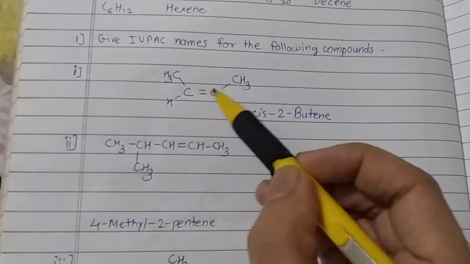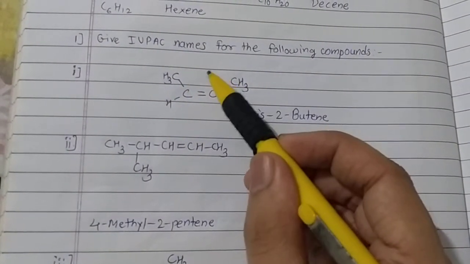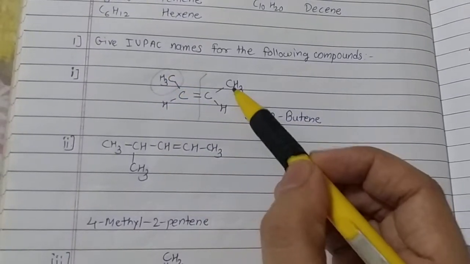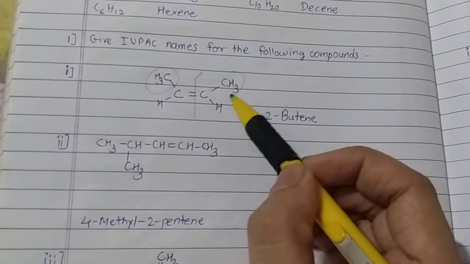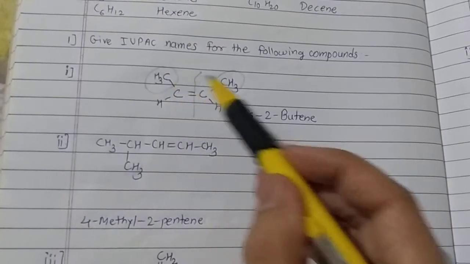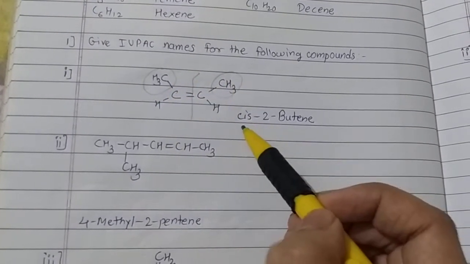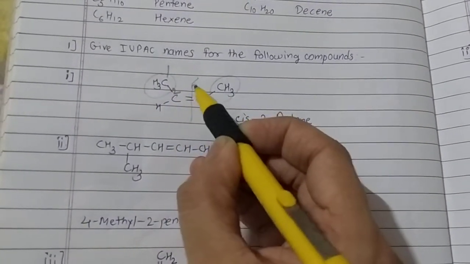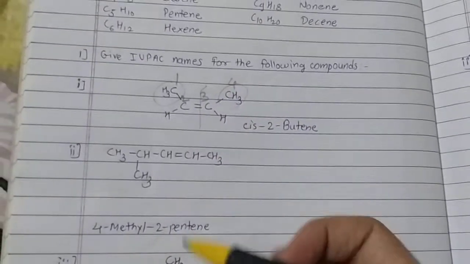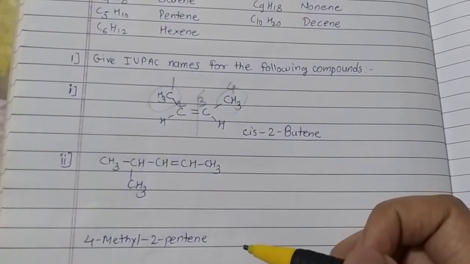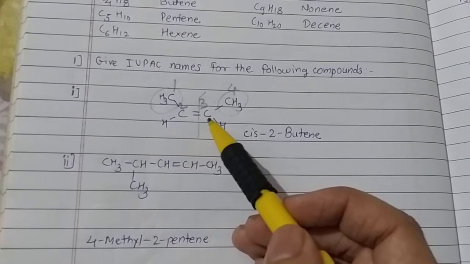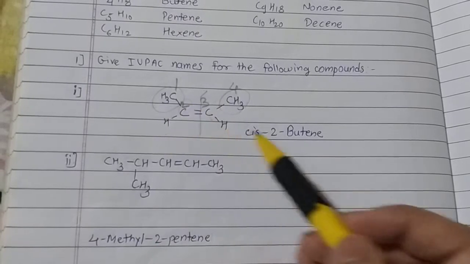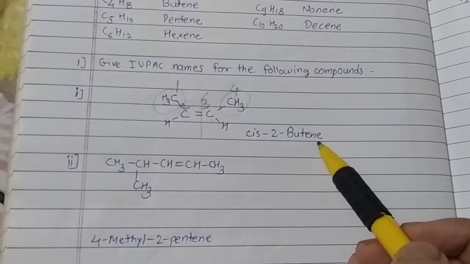So first compound is this. Okay, so the two bigger groups: in between this is CH3, and in between H and CH3 again CH3 is the bigger group. So bigger groups are on the same side, therefore it is cis. Okay, and now we can number. So it is a 4-membered carbon skeleton, so butene, and double bond is in between second and third carbon. Okay, so lower number is preferred, so cis 2 butene.